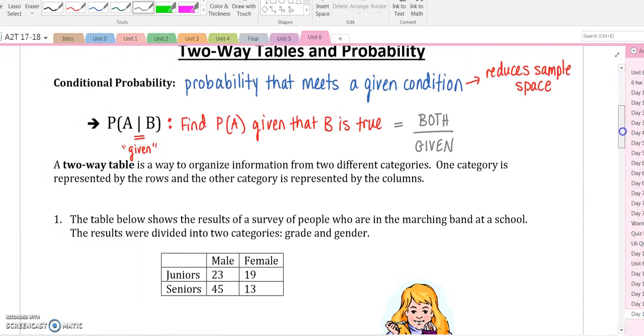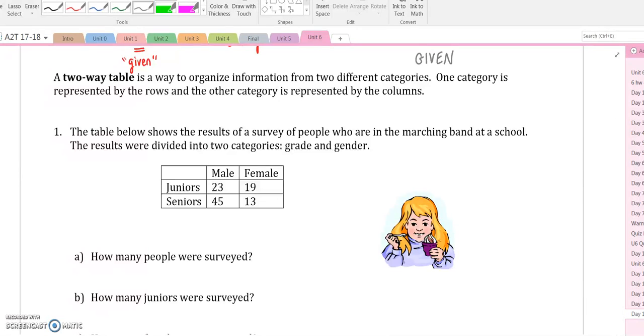Okay, mostly this conditional probability comes through the use of two-way tables. And two-way tables is just a way to organize information from two different sets of categories. For example, down here, the table below shows the results of a survey of people who are in the marching band at school. And they're divided into two categories, grade and gender. So you put grade as one set of categories. Here are rows. And then you put gender as the other set of categories. Here are columns. And every time we do a table, we always want to put our total numbers down also, because we're going to be using those, so we might as well write them down right at the beginning.